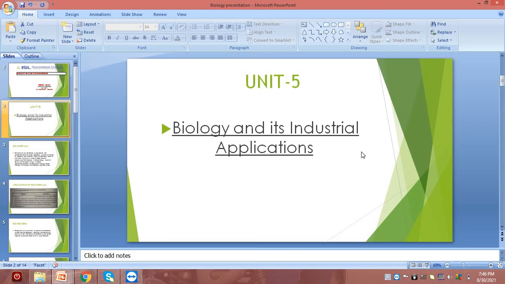Here we'll have a description of different bioreactors, how they are used in the production of antibiotics in the industries, how different enzymes are prepared at the industrial level, and how different organic acids are also produced in the industries using the more recent techniques which have been developed related to biology.